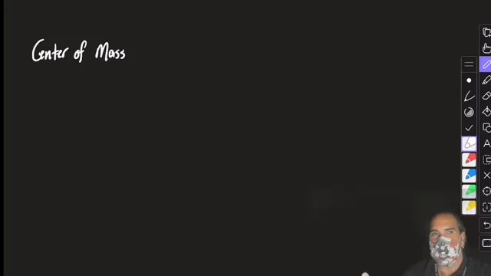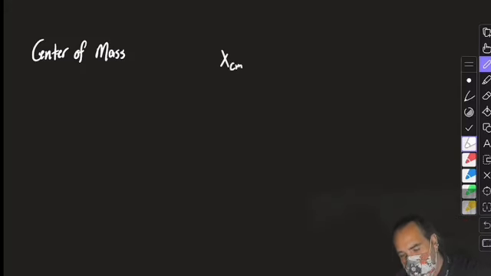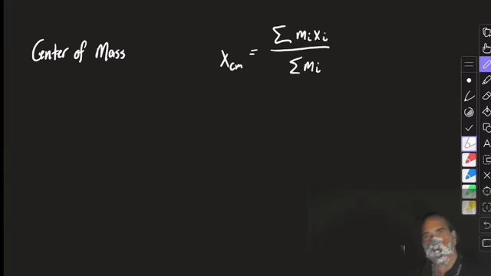In this case, X is the weighting part, and M is the number, the object. It's a weighted average. So if you found it on your equation sheet, it looks something like this. X, center of mass, equals the sum over i of Mi times Xi over the sum over Mi. You're summing over the number of individual objects.